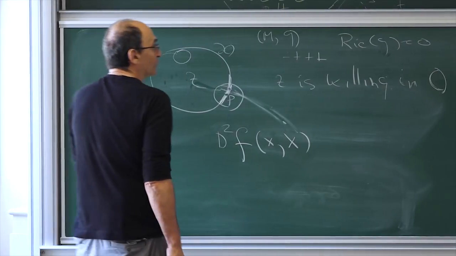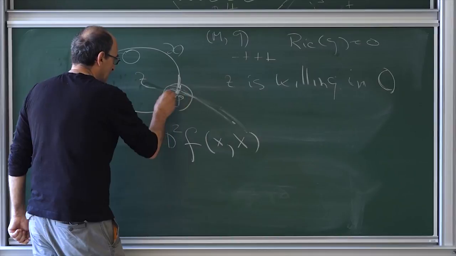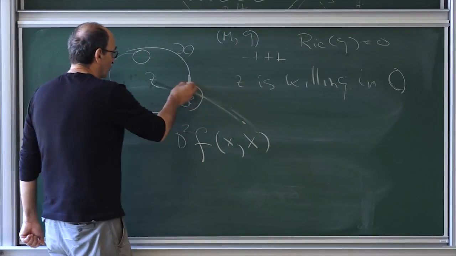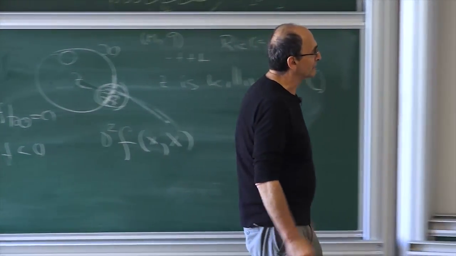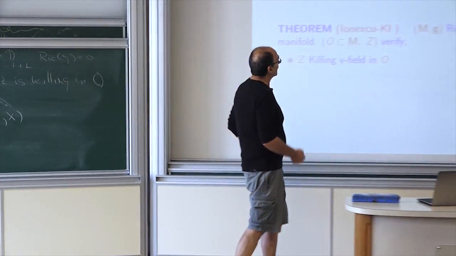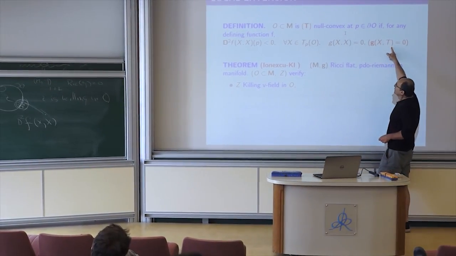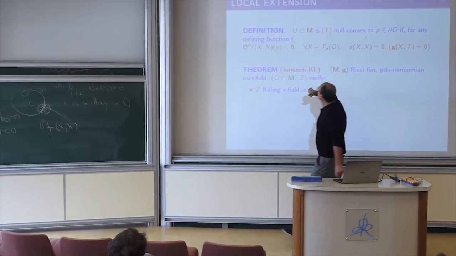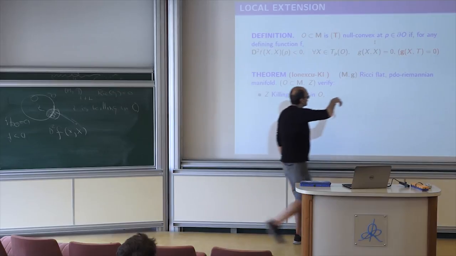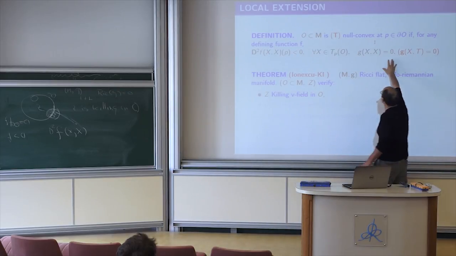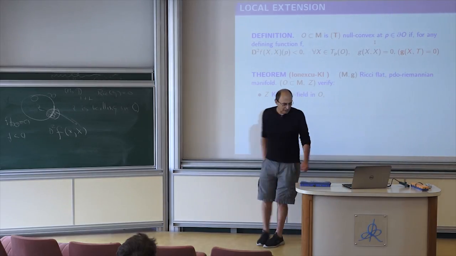So if this null convexity condition is satisfied, then the result says that Z can be extended past P to a full neighborhood of the point P, and of course Z will be Killing in that neighborhood. So that's the result. In addition, if X is perpendicular to T, then you are interested. There is a companion result. Maybe I'll talk about this a little bit later. Let's just concentrate on what's not red here. Okay, so that's a result.